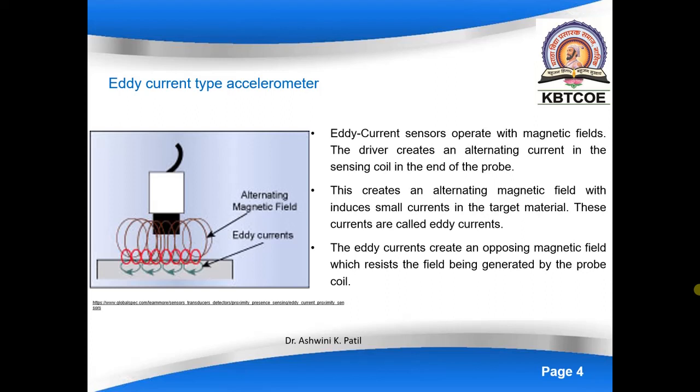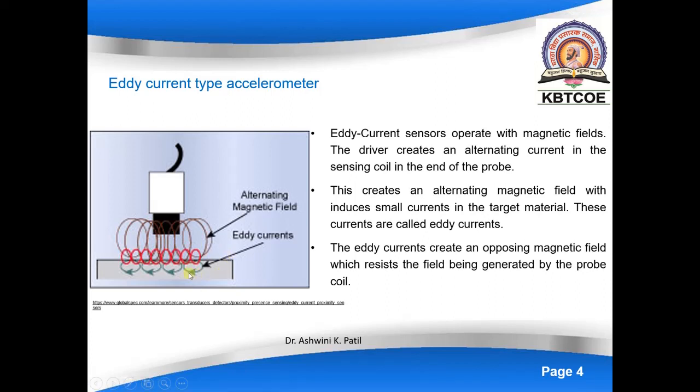Eddy current type of accelerometer is basically an inductive sensor, and it operates with the magnetic field. Basically, as shown in this figure, there is a probe. At the end of the probe, there is a sensing coil, and through this sensing coil, the alternating current is passed by using some driver circuitry. When this alternating current is passed to the sensing coil, it generates this magnetic field. Due to that magnetic field in the object, the eddy currents are produced, provided the object must be of metallic material. So here, that is the limitation of this eddy current sensor, that object must be of metallic material.